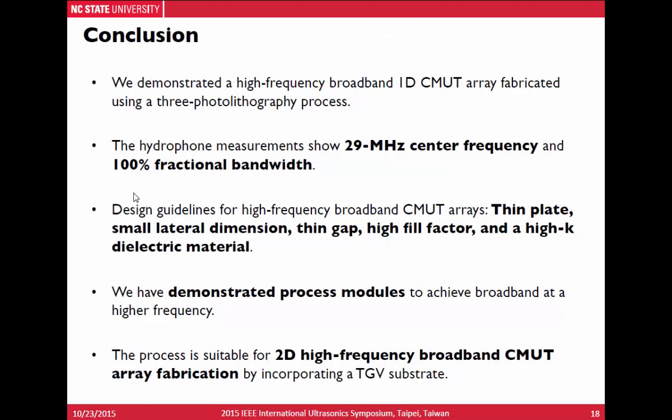To summarize, in this presentation, we have demonstrated a high-frequency broadband 1D CMUT array fabricated using only 3-step photolithography. Our device shows 29 MHz center frequency and 100% fractional bandwidth. And the design guidelines for high-frequency broadband CMUT arrays are discussed. A thin plate, smaller lateral dimensions, thin gap, high fill factor, and use of a high-K dielectric are required for high-frequency broadband CMUT operation. And we have demonstrated process modules to achieve broadband at higher frequency.